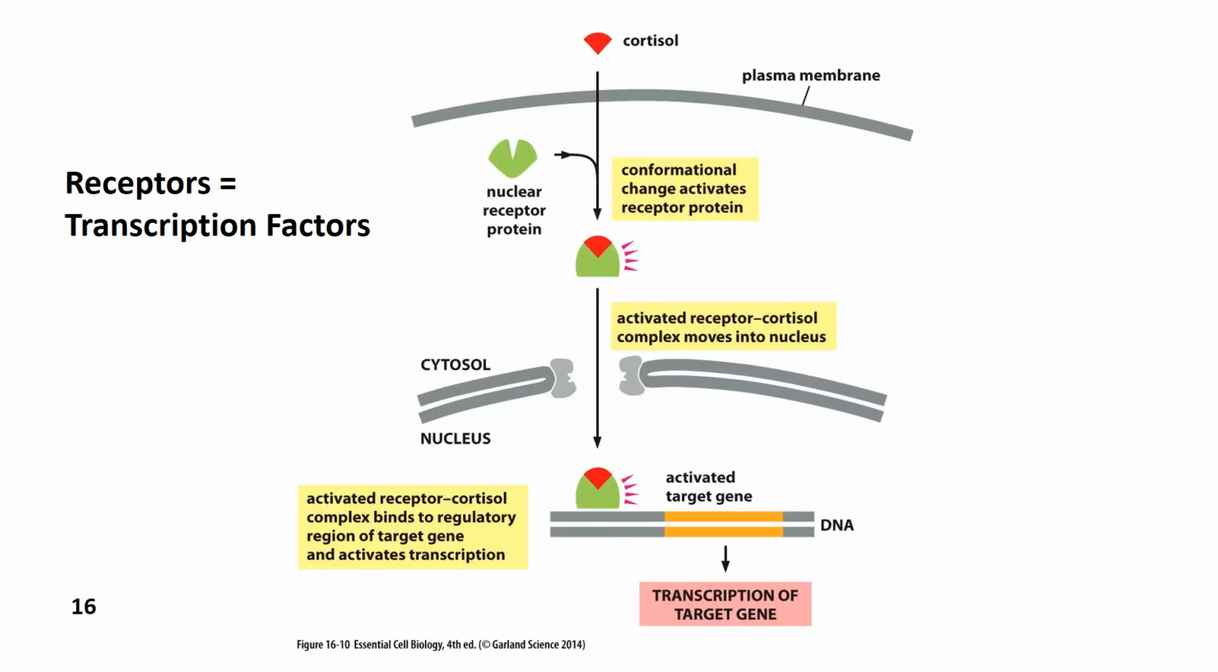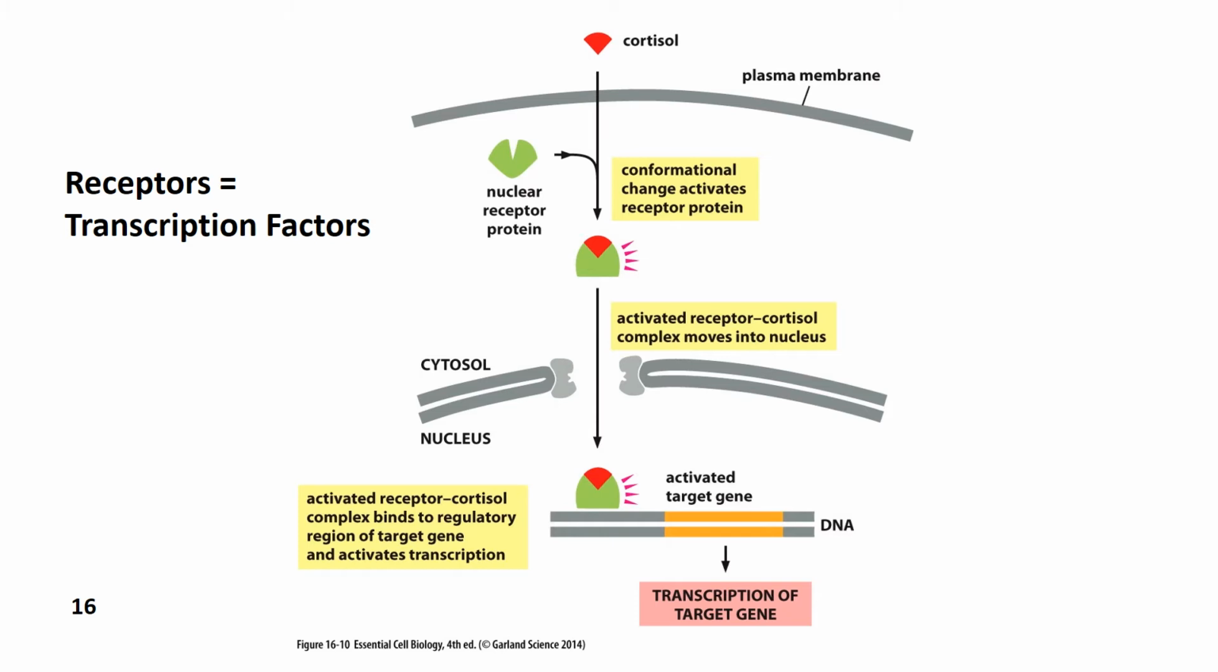The type of response that will occur upon intracellular receptor binding is going to depend upon the type of intracellular receptor. We'll talk about two of those. The first type of intracellular receptor is a receptor transcription factor. One example of this is steroid hormone receptors.